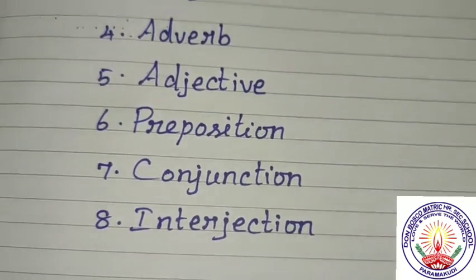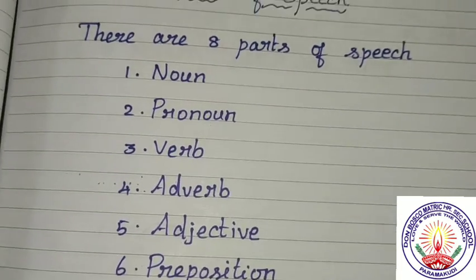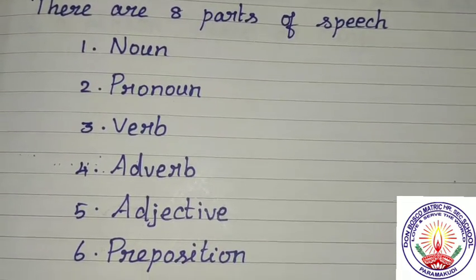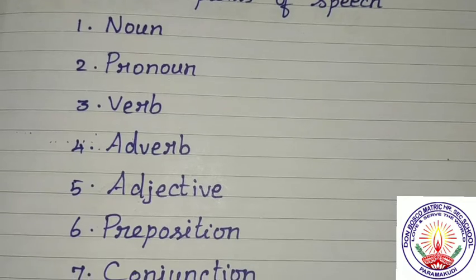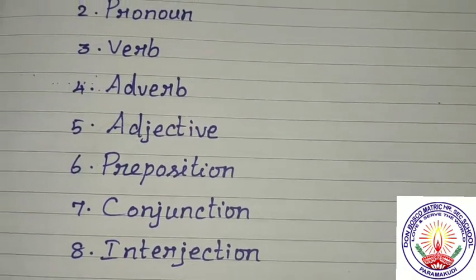So how many parts of speech are there? There are 8 parts of speech. What are they? Noun, pronoun, verb, adverb, adjective, preposition, conjunction, and interjection.